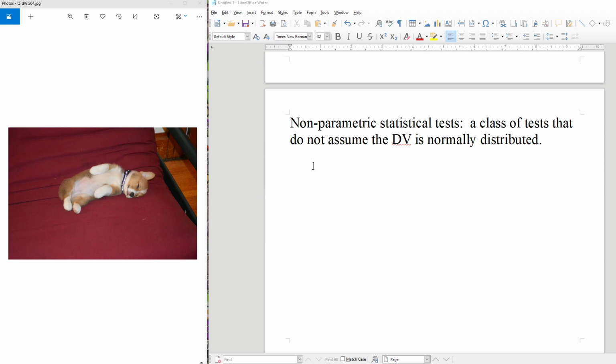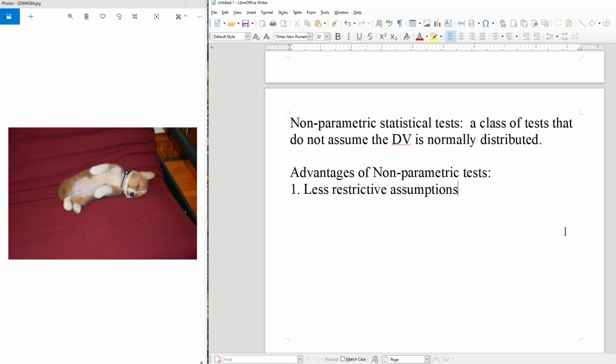Well, let's talk about some of the advantages and disadvantages of these types of tests. Advantages of non-parametric tests. First advantage is that they have less restrictive assumptions. We already talked about that. They don't assume that the dependent variable is normally distributed. Most of them do assume that it is symmetrically distributed. But certainly they don't have as many assumptions built into the p-values as the parametric tests do.